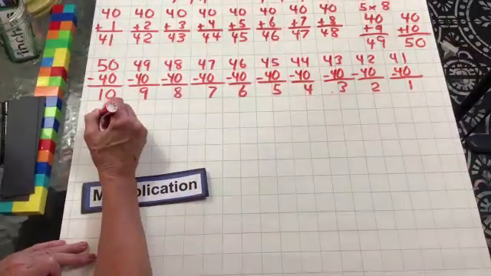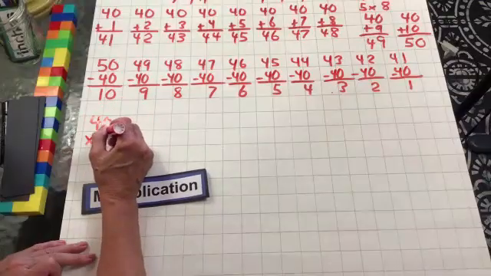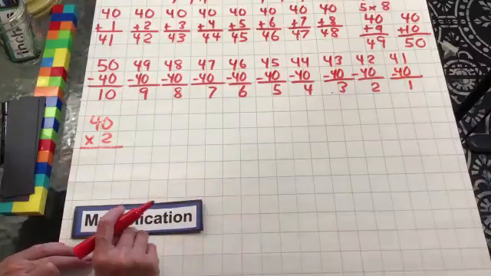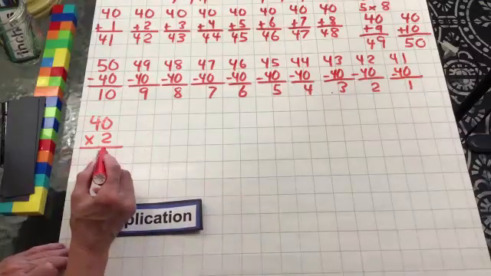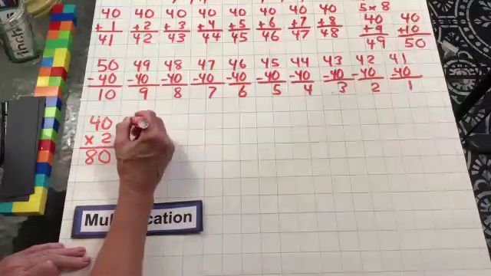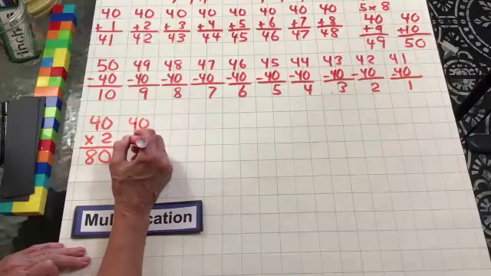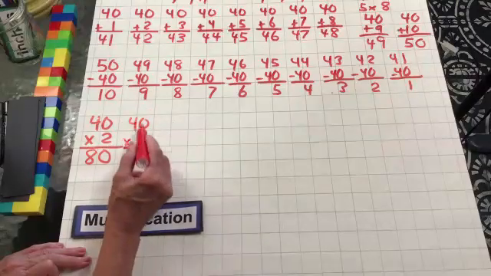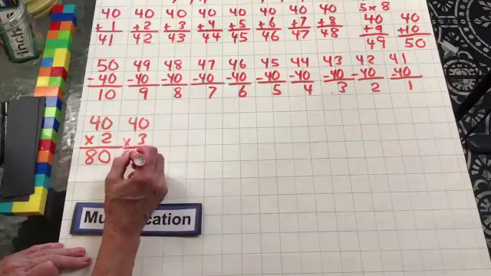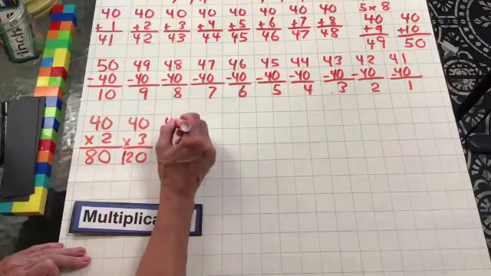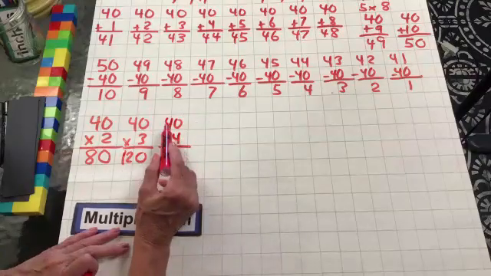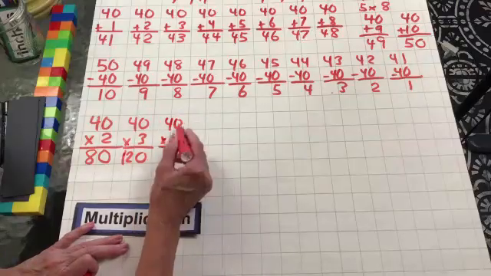So let's do 40 times 2. We know 1 times 40 is always going to be itself. 1 times any number is itself. 2 times 0 is 0. 2 times 4 is 8. Let's do 3 of them. 3 times 0 is 0. 3 times 4 is 12. And 40 times 4. So basically we're multiplying just the front end and always adding a 0.